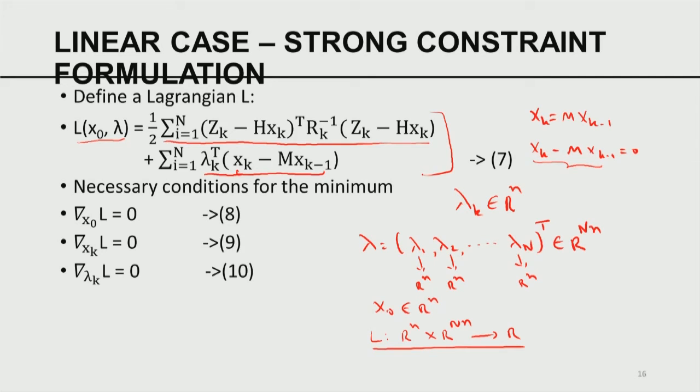So once the problem is formulated as a strong constraint problem using Lagrangian multipliers, the constrained optimization problem is now solved as an unconstrained optimization problem by minimizing L with respect to both x naught and lambda. So compute the derivative of L with respect to x naught, compute the derivative of L with respect to xk, compute the derivative, which is the gradient of L with respect to lambda, and equate each of them to 0. This is a set of necessary conditions one has to satisfy for the minimum of the Lagrangian function.